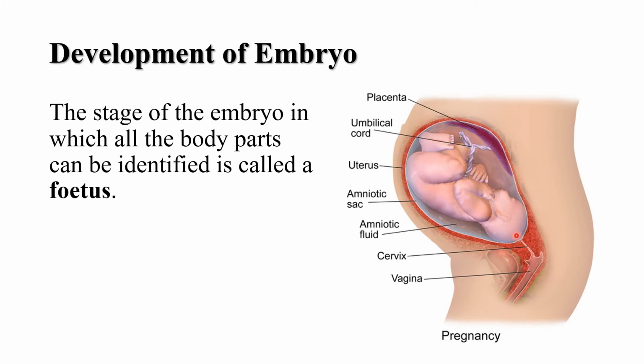And students, it takes about 40 weeks or 280 days for the embryo to grow and develop into a fully formed baby. And this period is called the gestation period. When the development of the fetus is complete, the mother gives birth to the baby.